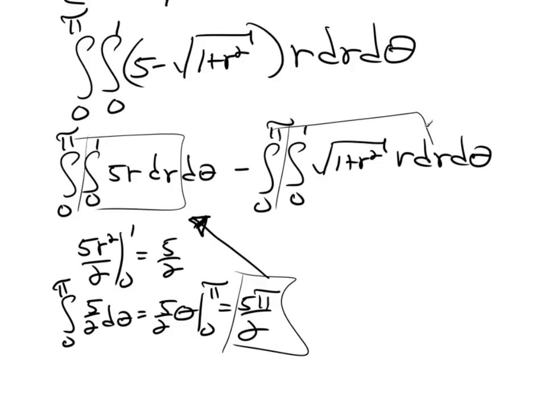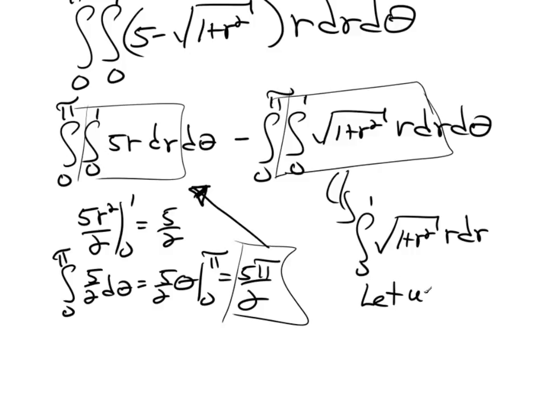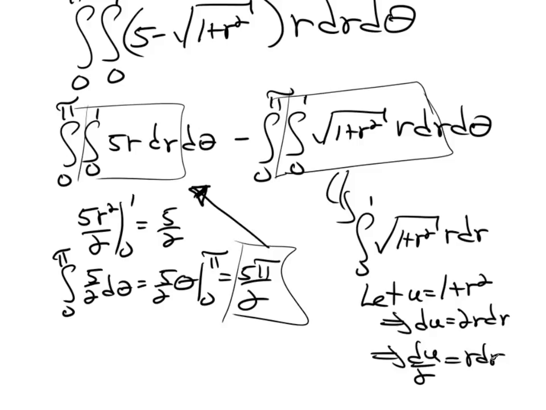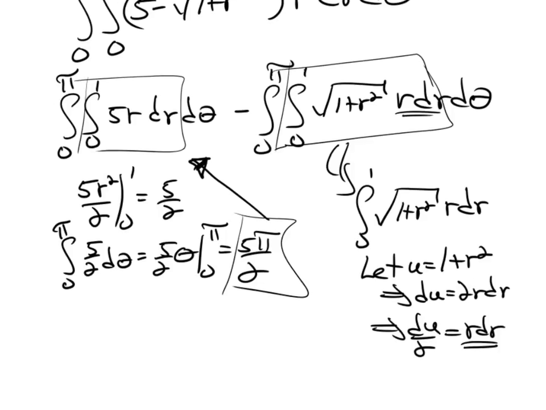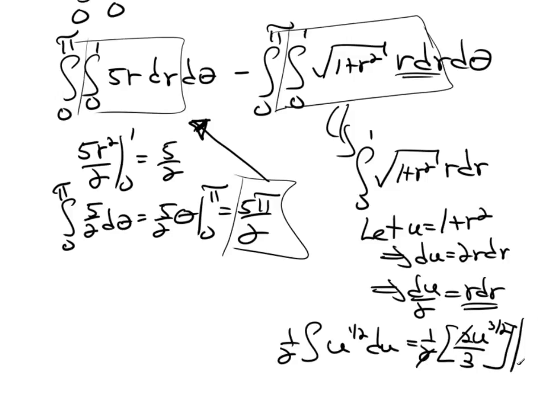Well, let's go ahead and work with this inside piece here. So I'm going to have the integral from 0 to 1, square root of 1 plus r squared r dr. And I'm going to do a straight u substitution. Let u equal 1 plus r squared. Then du equals 2r dr, which means du over 2 equals r dr. The r dr is exactly what I have right there. So I will have 1/2 the integral of u to the 1/2 du, which is 1/2 times u to the 3/2 divided by 3/2, which is times 2/3. So the 2 is going to cancel.